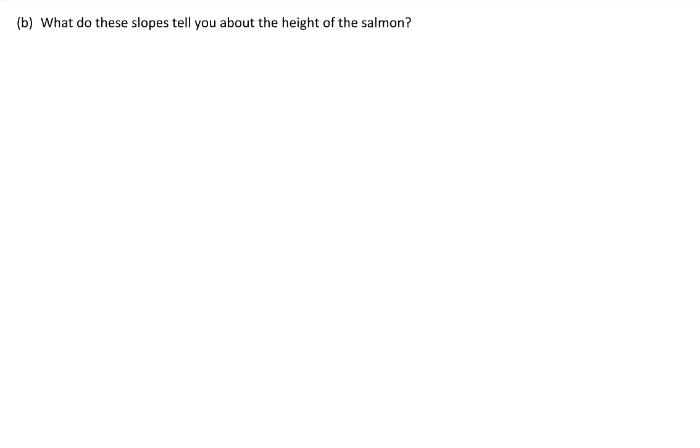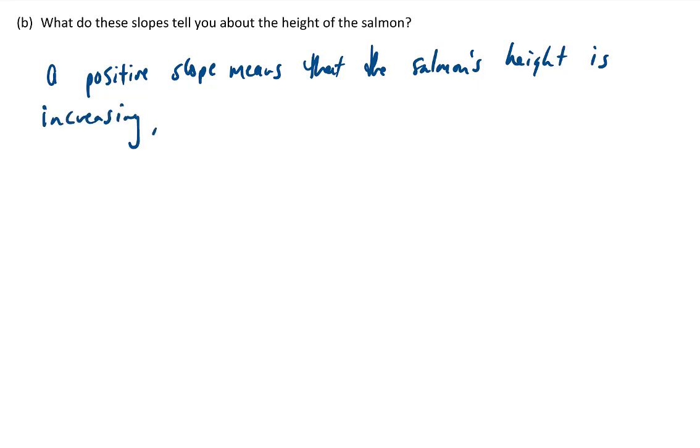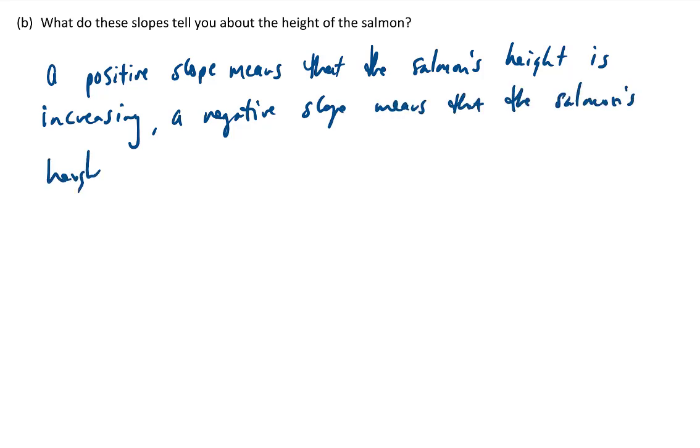So what do these slopes tell you about the height of the salmon? Well, a positive slope means that the salmon's height is increasing. A negative slope means that the salmon's height is decreasing. And a zero slope means that the salmon's height is transitioning from increasing to decreasing, or vice versa.